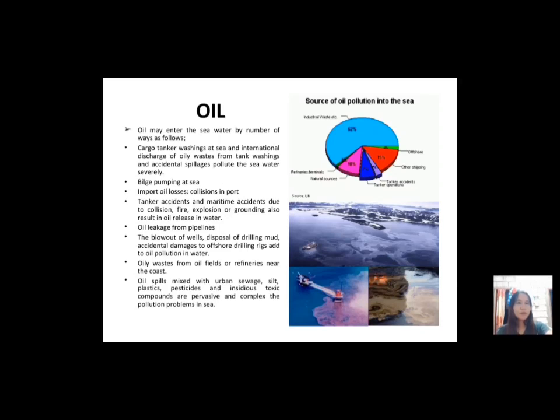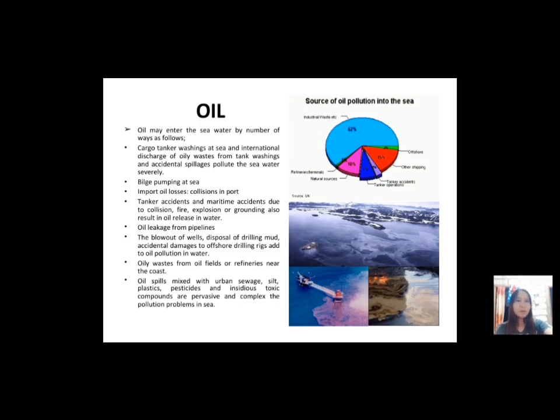So, aside from metallic wastes, one of the causes of pollution is also oil. Oil may enter the sea water by a number of ways as follows: cargo tanker washings at sea and intentional discharge of oily wastes from tank washings and accidental spillages pollute the seawater severely. Kanang mga ni-spill or ni-scattered nga mga oily wastes accidentally sa panasidya sa makakos of oil pollution.